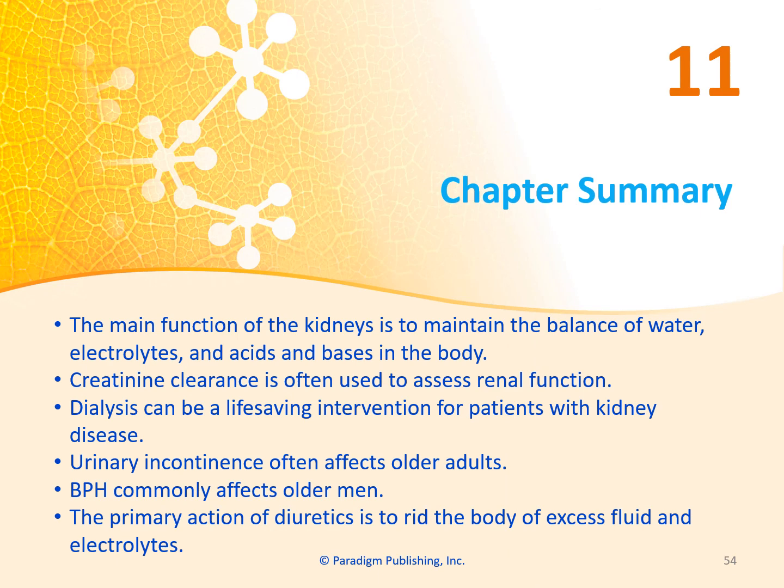The chapter summary: the main function of the kidneys is to maintain the balance of water, electrolytes, and acids and bases in the body. Creatinine clearance is often used to assess renal function. Dialysis can be a life-saving intervention for patients with kidney disease. Urinary incontinence often affects older adults. BPH commonly affects older men. And the primary action of diuretics is to rid the body of excess fluid and electrolytes.